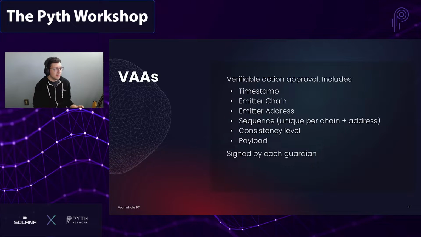So VAAs, I never remember what it stands for. It's a verifiable action approval, but we just call them VAAs everywhere. Pretty much it includes this information about where the transaction took place, where that message was logged from. So it's got a timestamp, the emitter chain, the emitter address, sequence number, which is a unique incrementing number, and that consistency level we talked about, and then a payload. And that's what gets signed by each guardian with their private key.